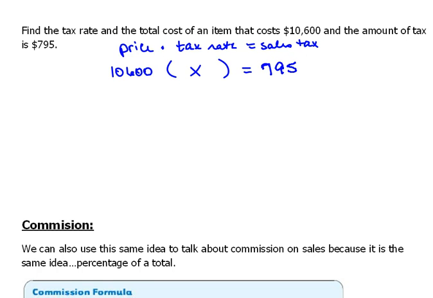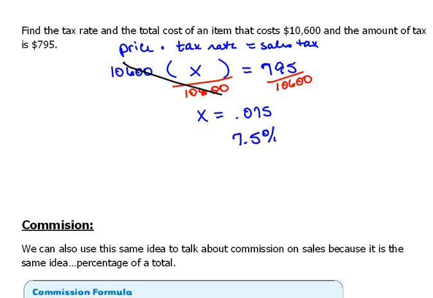Now we've learned how to solve these. If I want to get x alone, I have to do the opposite of multiplying, which would be to divide by 10,600. So when we do that, that cancels out, and now we have x equals, when we do this division, we get 0.075. This is our tax rate, but we need to write this as a percentage, so we'd have to move it over 2 decimal places. So our tax rate would be 7.5%.